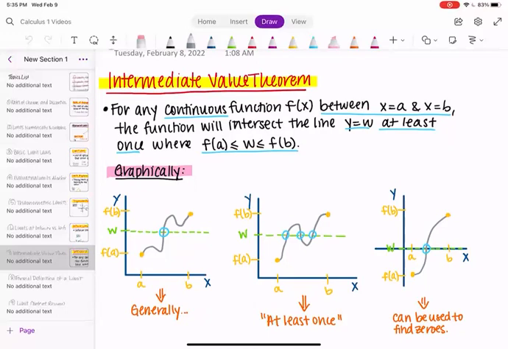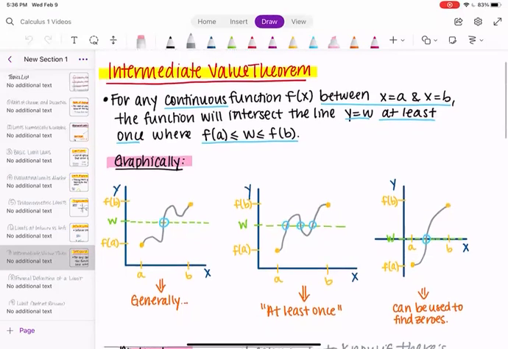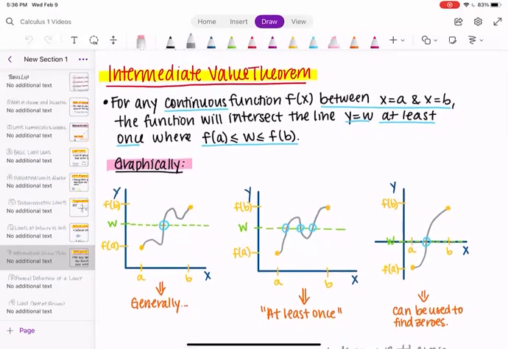The Intermediate Value Theorem states that for any continuous function between x equals a and x equals b, so any continuous function between two x values, the function will intersect the line y equals 0 at least once where the function exists between those values, right? The first thing to break down is that it has to be a continuous function, which means it's not going to jump or skip, there are no holes in it, no surprises really. The second part is that we're only looking between two x values.